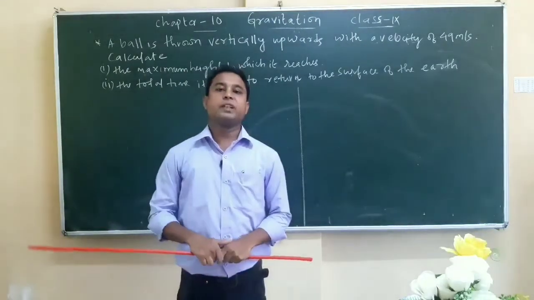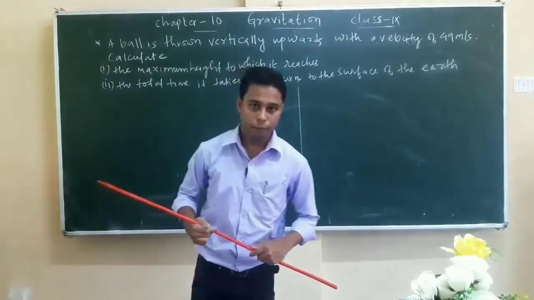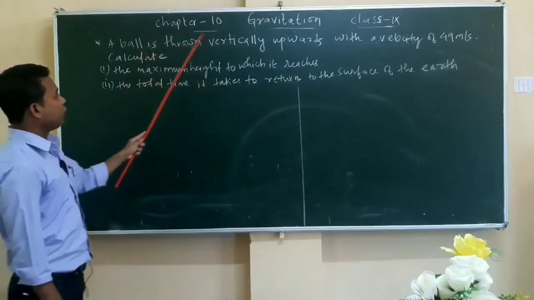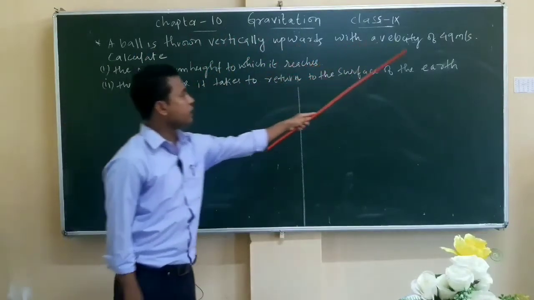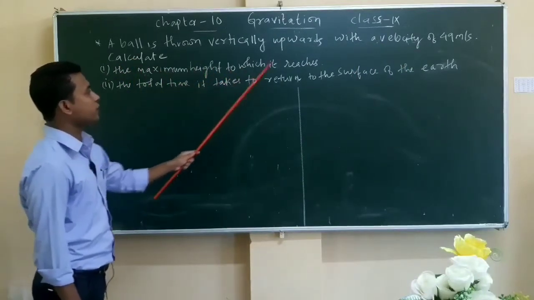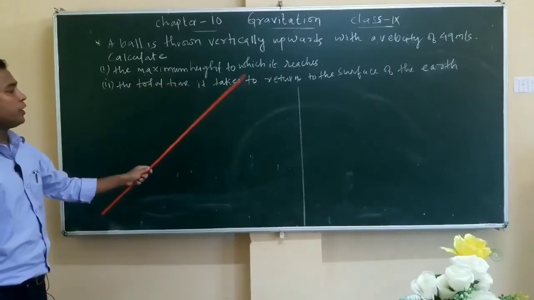Now let us solve a numerical sum based on the motion of freely falling bodies. The question is, a ball is thrown vertically upwards with a velocity of 49 meter per second. Calculate the maximum height to which it reaches and the total time it takes to return.